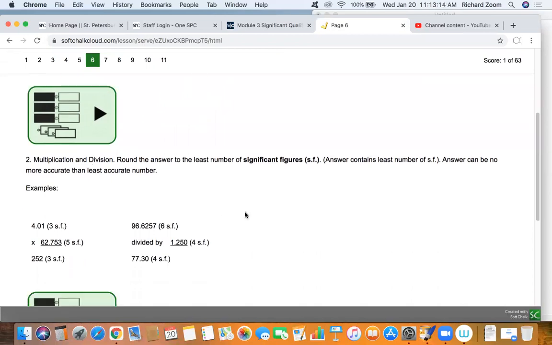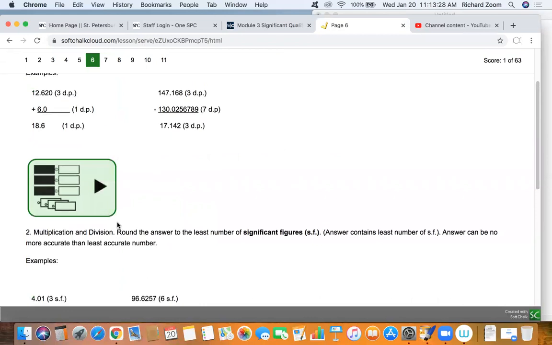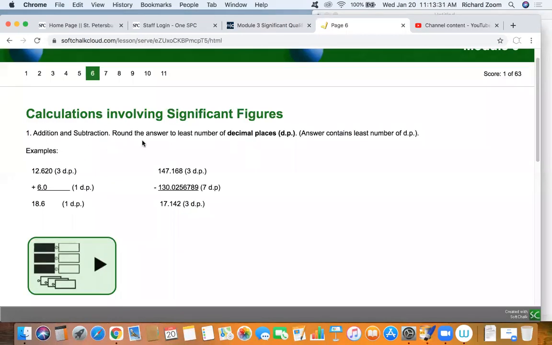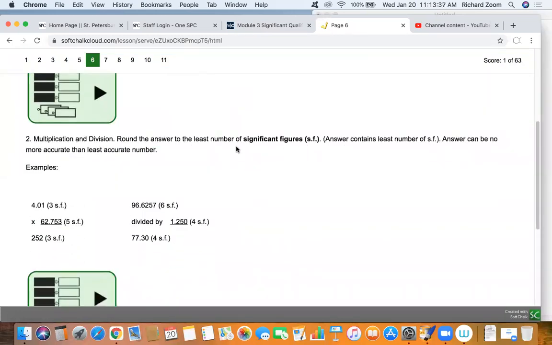The rules for multiplication and division are completely different because they involve significant figures. In the case of this multiplication, we've got 3 significant figures versus 5 significant figures. The answer comes out to 3 significant figures. So I've got 2 sets of rules here: one for addition and subtraction that involves least number of decimal places, and one for multiplication and division, which involves full-on significant figures.